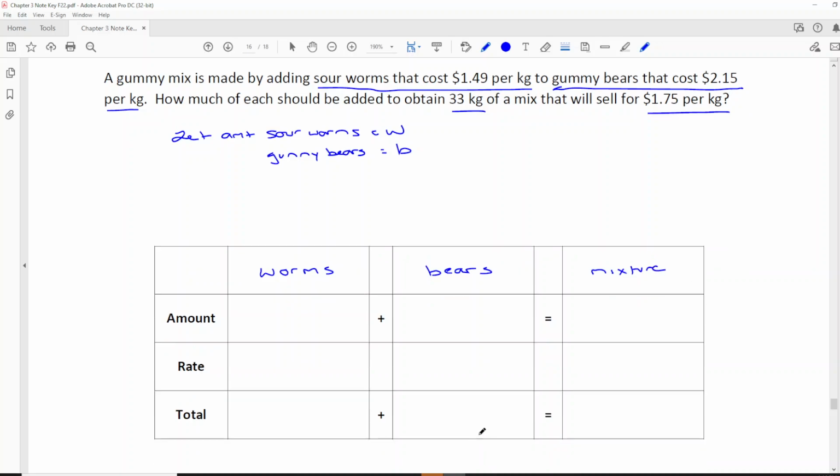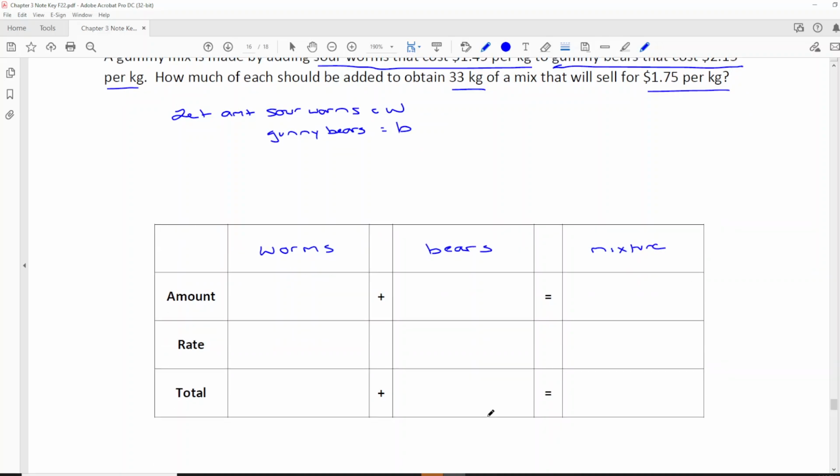So this first line is how much of the worms and how much of the bears are you going to mix together? Well, we don't know, right? We're taking some worms, like a bag of worms and a bag of bears, and we're making a big mix. But we know that the mix is going to contain 33 kilograms of bears and worms. So let's say the amount of worms is W and the amount of bears is B, and then the total mix is going to be 33 kilograms.